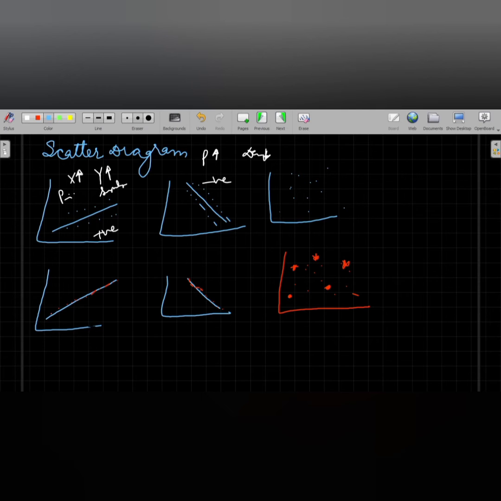Now see here, all the points are very close to the line. It means it is highly positive correlation. Clear? And in the same way, if it slopes downward and the points are very close to the line, then it is highly negative correlation. Clear? And in the same way, if there is no relation, then there will be no graph. Clear? Okay.